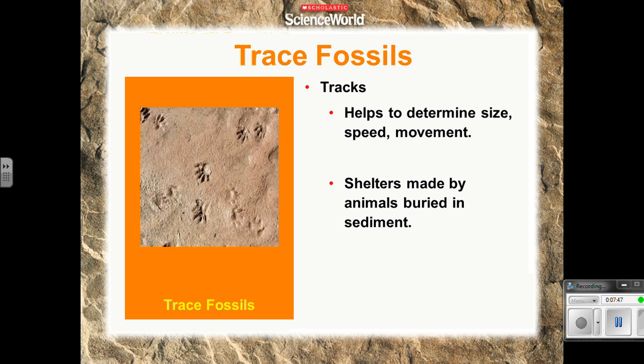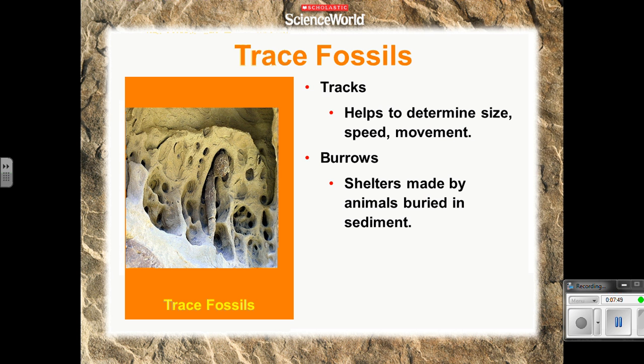Another type of trace fossil gives us information about the shelter of the animal, because it's a shelter made by animals buried in sediment, and these would be called burrows. Now, meerkats make burrows where they are underground, so an organism in past decades would have created some type of shelter, and that shelter becomes fossilized, and that's a trace fossil because it gives us an idea on where the animal lived and how the animal lived.